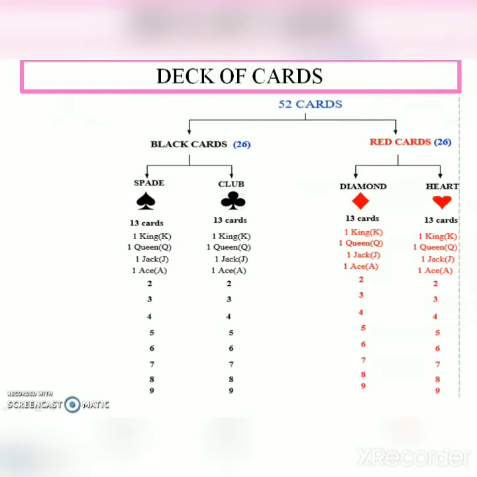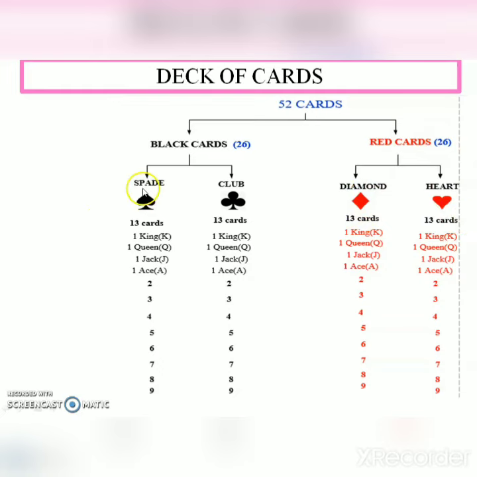Now let us come to a very interesting topic, cards. In our cards we have a total of 52 cards. These cards we know are used for playing. On them we have spades, clubs, diamonds and hearts. In 52 cards, we always have 26 black cards and 26 red cards. The 26 are again divided into 13 and 13. That is, 13 cards will be spade and 13 cards will be club. These are the symbols of spade, club, diamond and heart. Similarly, in the 26 red cards, 13 are diamond and 13 are heart.